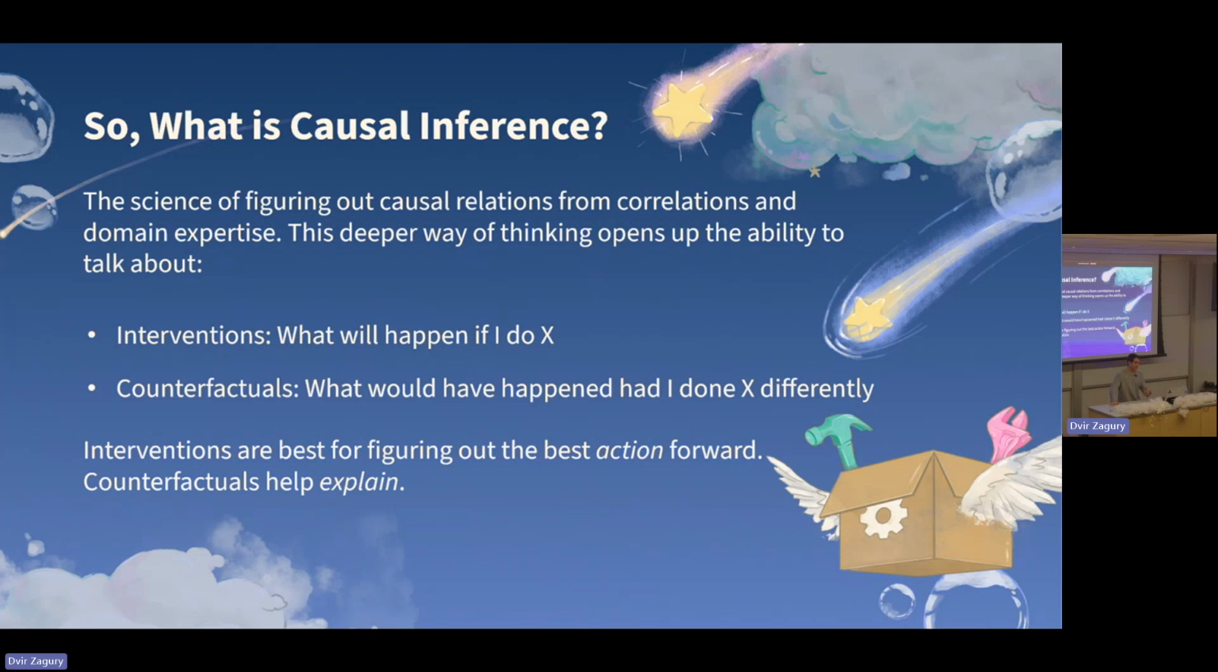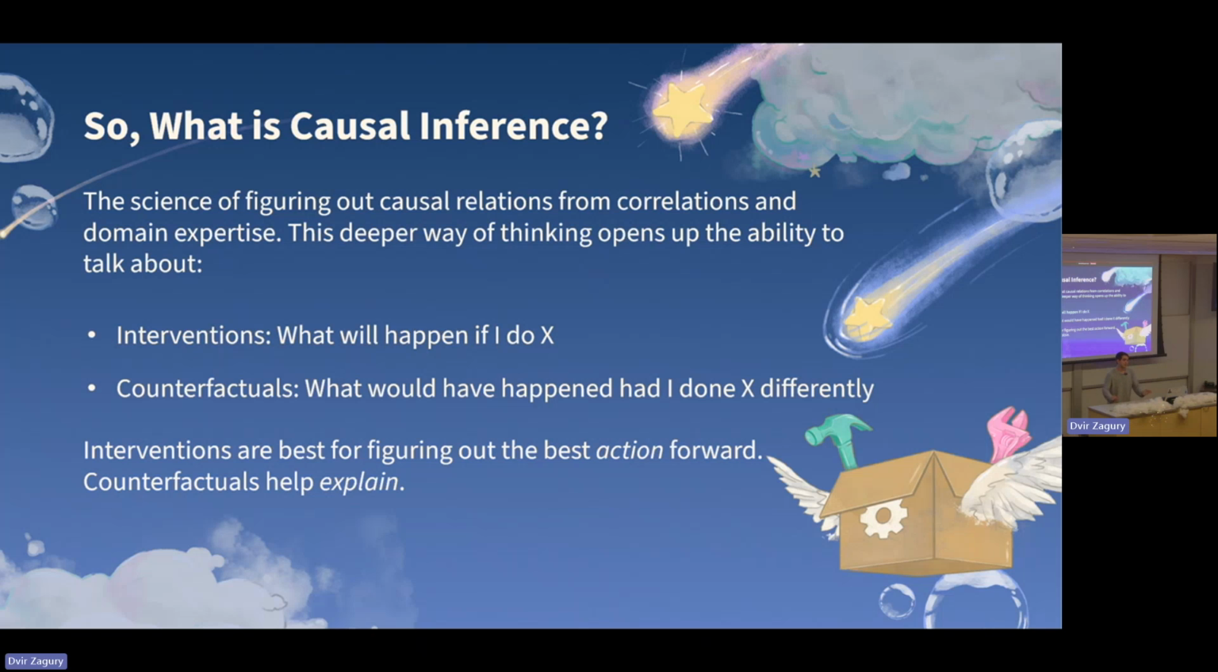So you do that from correlations from data you have. You also do that from domain expertise. You can do that from experiments. There's a whole way of collecting data, and it adds another level of complexity from just correlations. And so this deeper way of looking at it steps up the questions you can ask. And so some of the questions you are most likely to ask are about interventions.